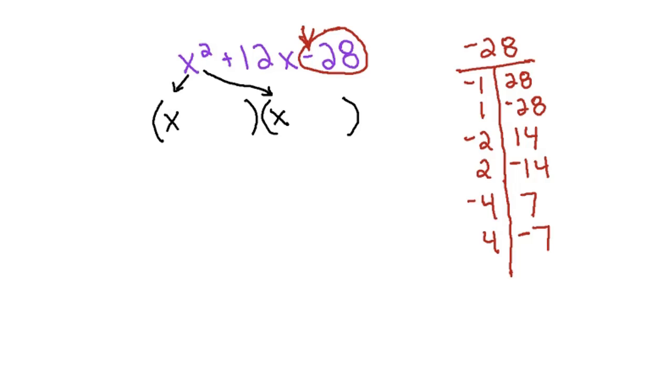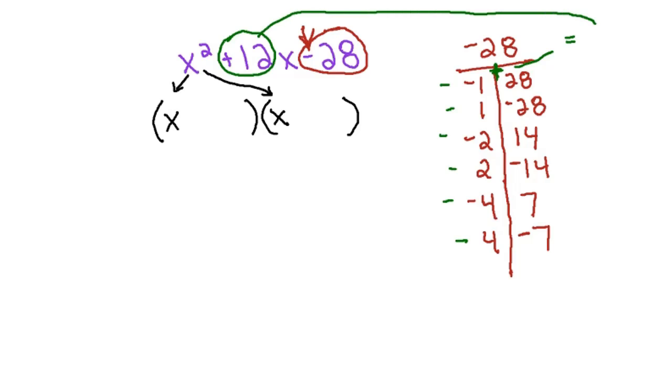Now we need to pick which one of these, which set of numbers when added together is going to equal a positive 12. That's the middle number. So we need, when added together, is going to equal a positive 12.